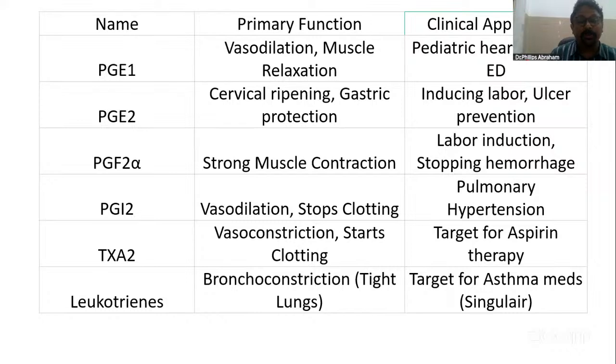Then PGI2, vasodilation. In hypertension, we use that. Thromboxane helps in clotting and vasoconstriction, and that is the target for our aspirin, thromboxane. And the leukotrienes are bronchoconstrictors. So these are some pharmacological functions that we studied when we study the prostaglandins, or in general, eicosanoids.